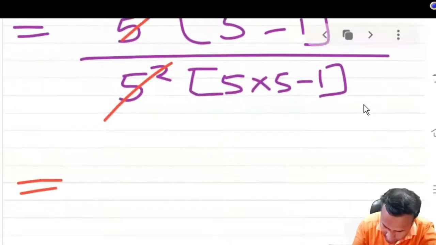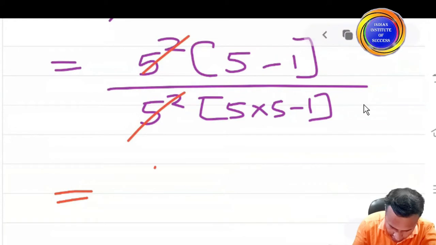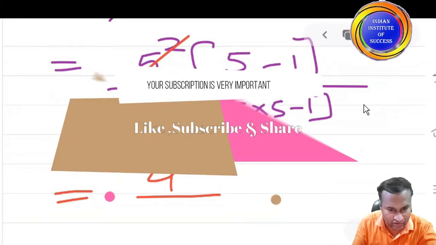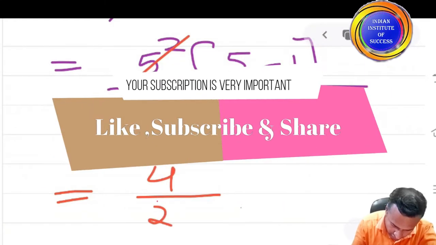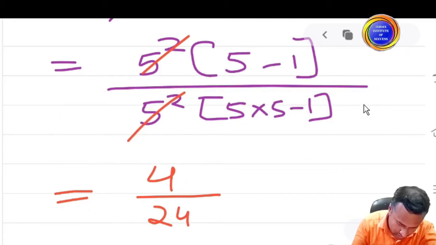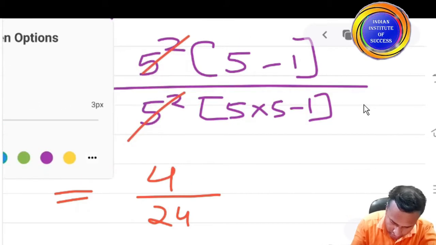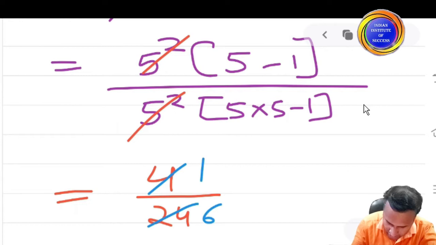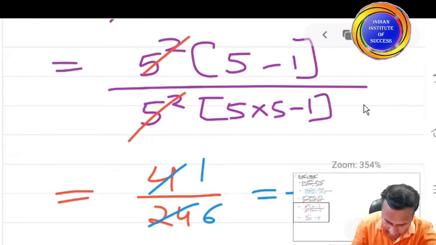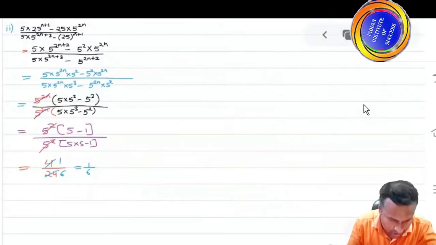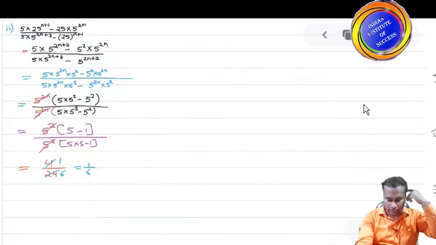Here 5 minus 1, it will become 4 upon 5 is 25, 25 minus 1, 24. So now you can divide it, you will get 4 into 4, 4 6 is 24. The answer is 1 upon 6. So I hope you understood this solution very easily.